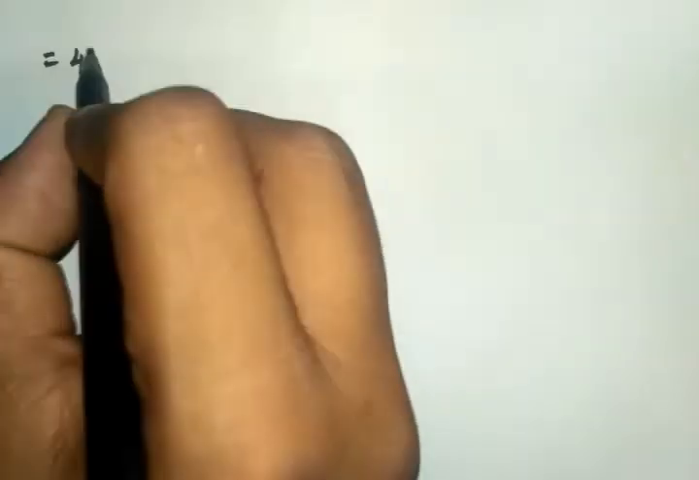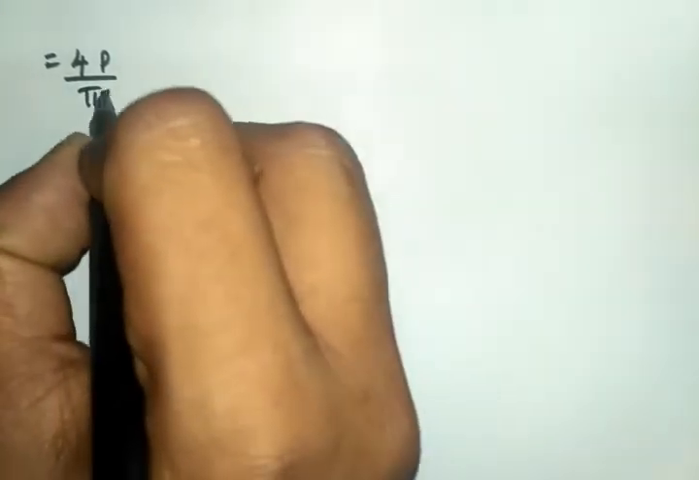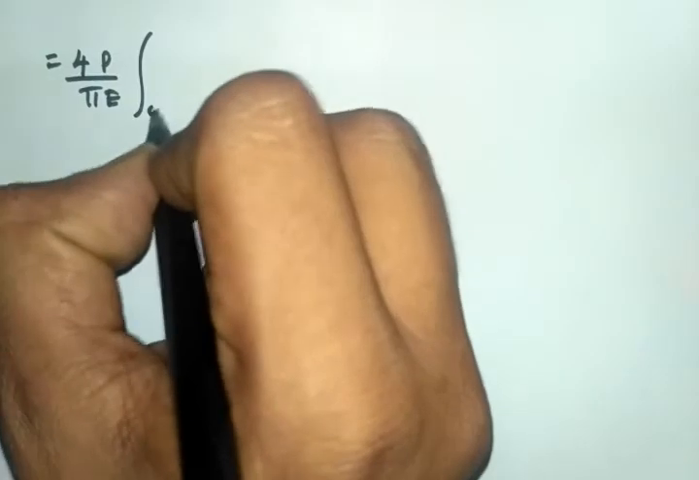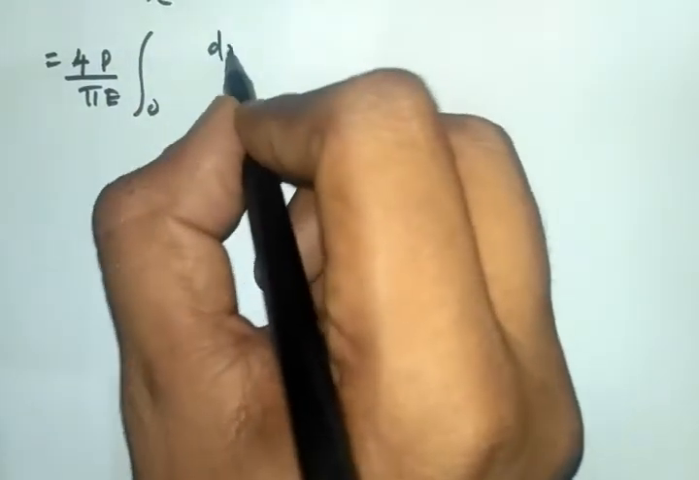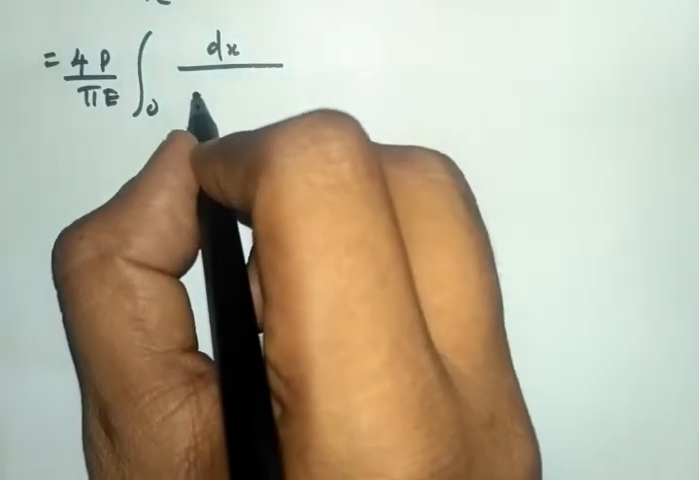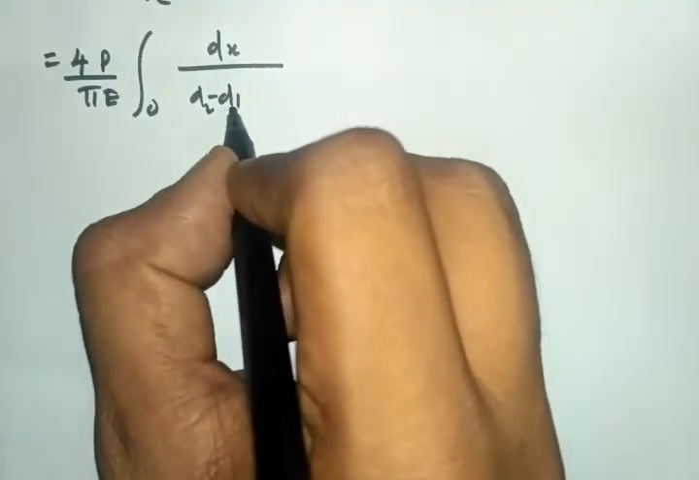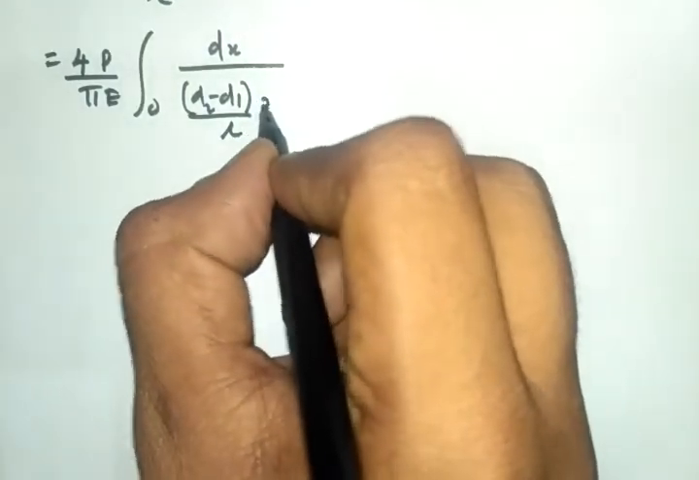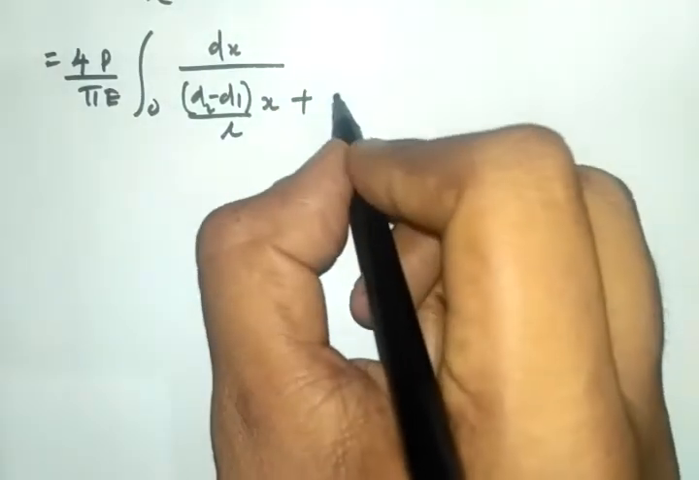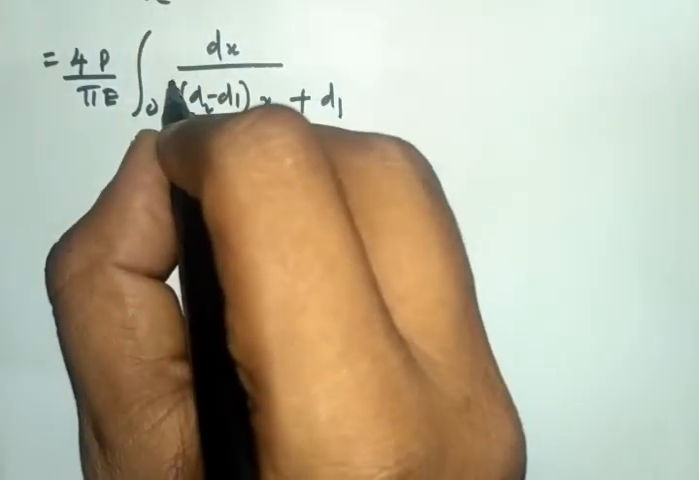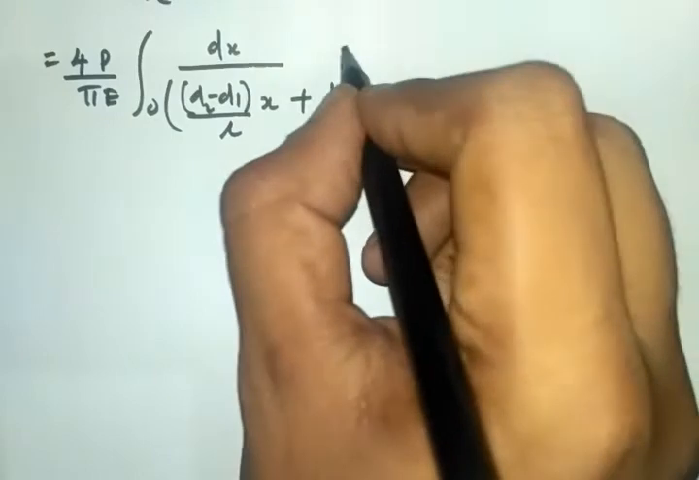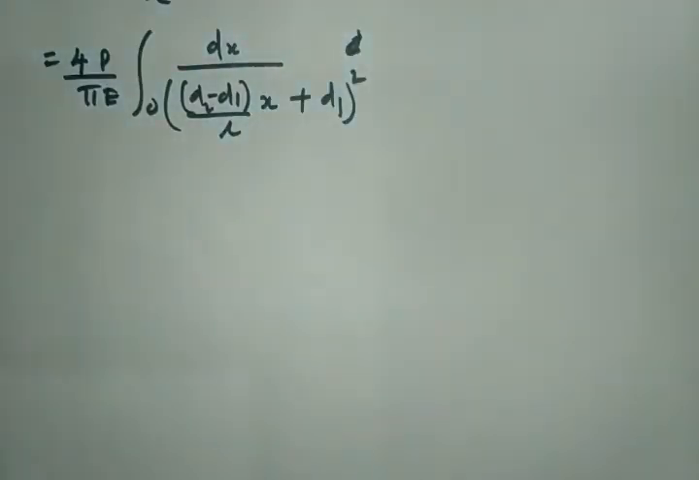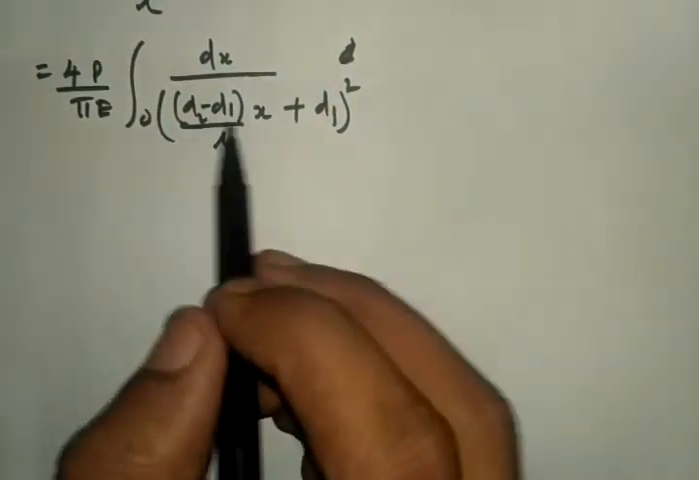We can write it as, this is equal to 4p by pi e into the integral from 0 to L of dx divided by ((d2 minus d1) divided by L into x plus d1) whole square. Okay, so what is that integration? How can you do that integration?